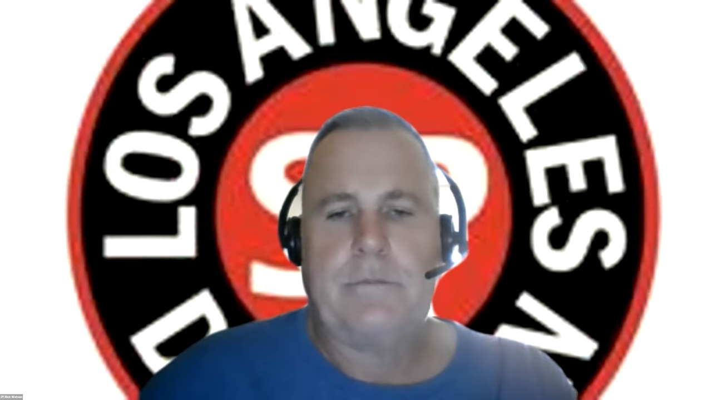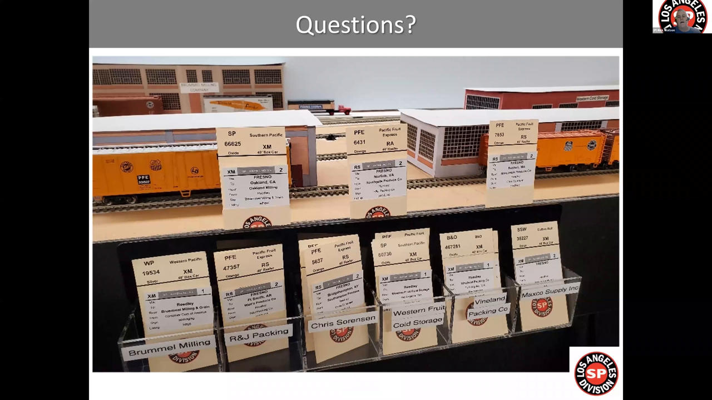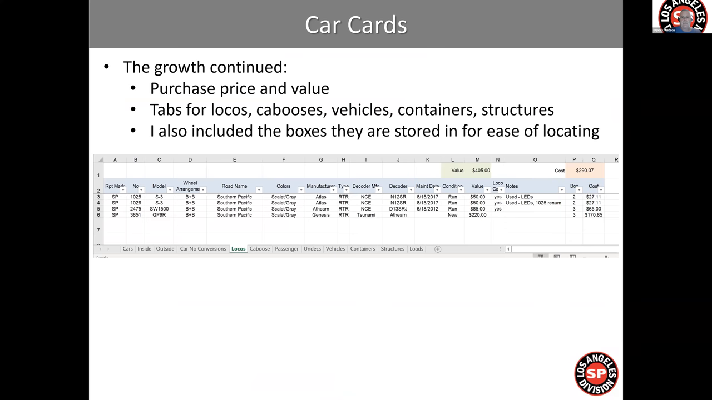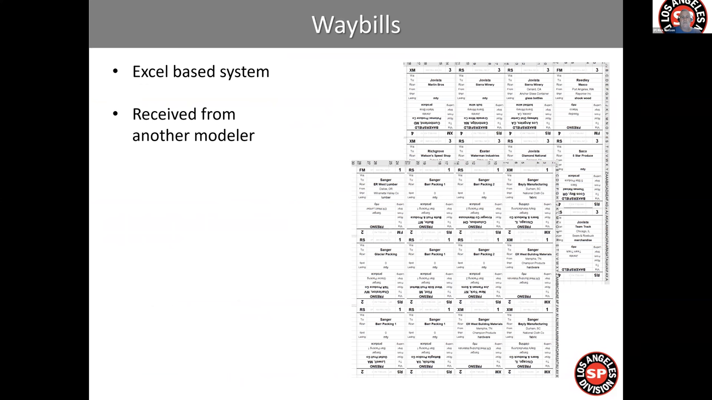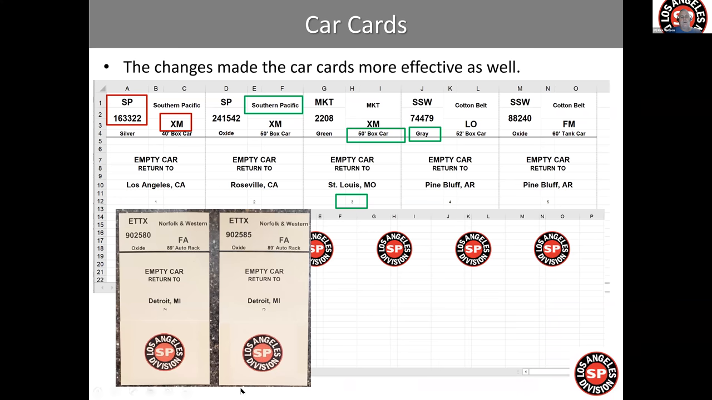You can share your screen again. Sure. Okay, so how do you handle empty cars that haven't been assigned their next destination yet and need to just go back to the nearest yard? I thought I saw you had some cards of empty, right? I do. On every car card, it prints when empty on the back. Let me go back. There it is. So you've got empty car returned to Detroit, Michigan here.